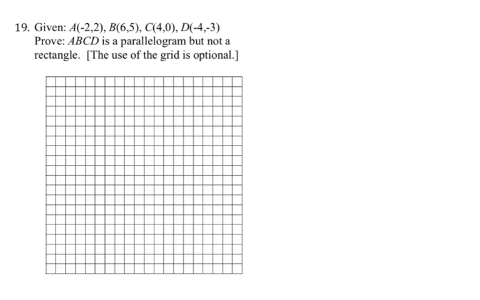Now, let us try to look through this one together. All right, so I'm going to assume that A is negative 2, 2. And 6, 5 is B. And then C is 4, 0. And then the last one is negative 4, negative 3. That will be D. So it looks like some sort of a parallelogram.